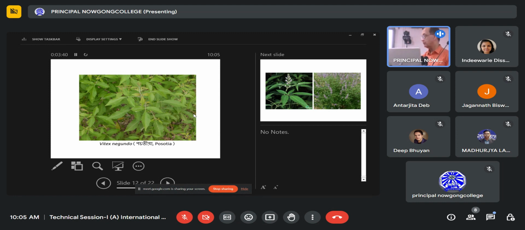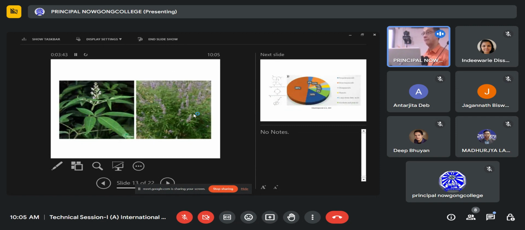And when we looked into the details of this one, there are two varieties of Posotia. One has a white flower, the other has a blue flower. Both of them work equally well. And there are a lot of papers already published on Posotia. I didn't realize that when we were doing things in Bokakhat, we were doing them without knowing anything, but these are traditional knowledge that have been passed on to us by others.